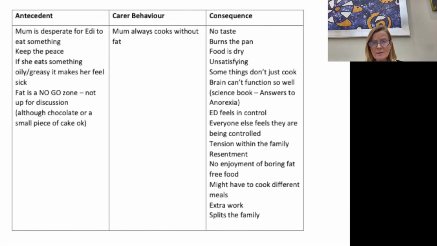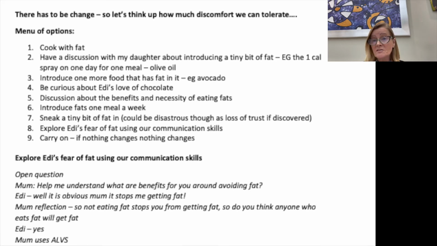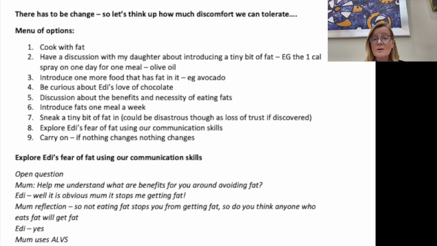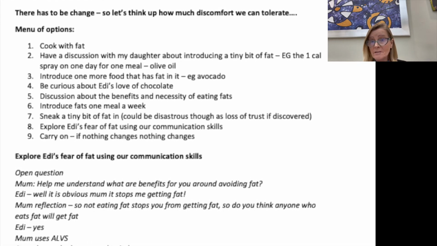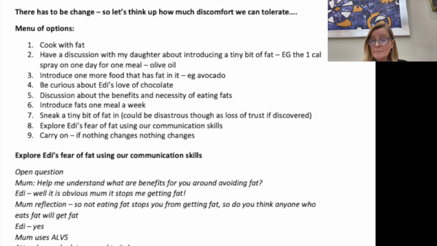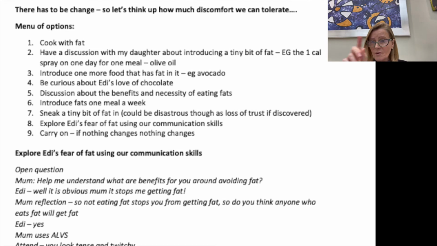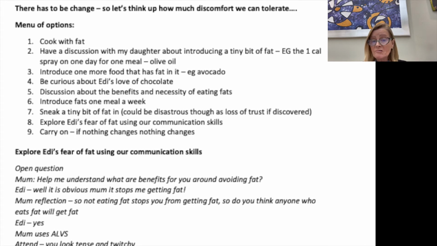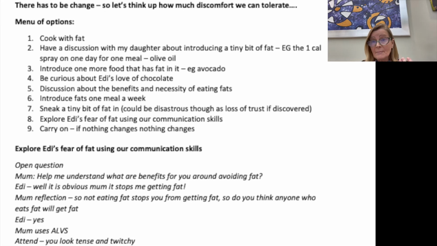So we want to think, how much discomfort can we and our loved ones tolerate? So we have a menu of options. So the first option is always just carry on. We're going to carry on for the moment because on balance, it's too risky to make a change at the moment. That doesn't mean there won't be change in the future. Maybe talk to my daughter about introducing a tiny bit of fat, maybe a little spray of 1 Cal oil spray, maybe introducing a food that naturally has more fat, like avocado, salmon maybe.